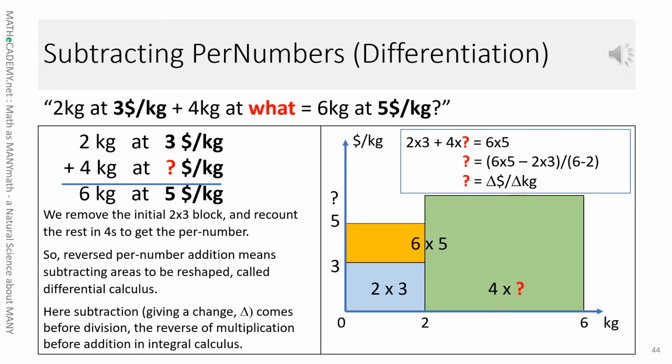2 kilograms at $3 per kilogram, plus 4 kilograms at what, gives 6 kilograms at $5 per kilogram. We first pull away the initial 2 by 3 block, before we recount the rest in 4s to get the paranumber. So, reversed paranumber addition means subtracting areas, to be reshaped, called differential calculus. Here subtraction, giving a change, delta, comes before division, the reverse of multiplication before addition in integral calculus.